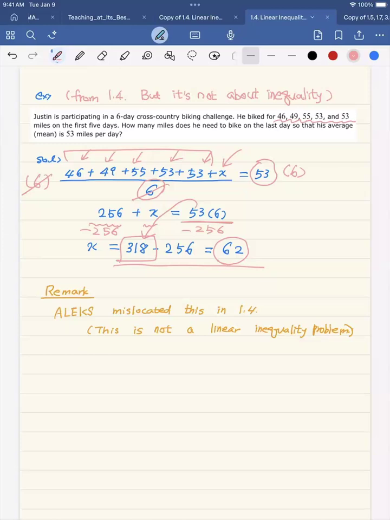This problem is from 1.4, which is still about inequality, but Alexis mislocated this problem, so that appears in the class activity, so I covered it.